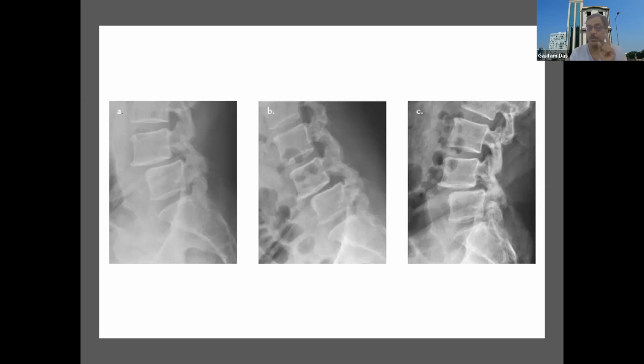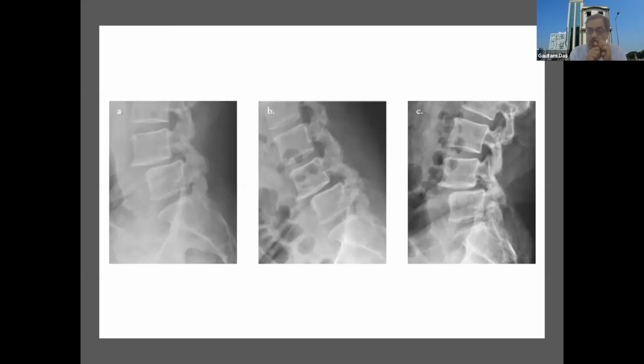So remember always, if you have a listhesis, get a lateral X-ray image and a flexion extension image, and try to understand whether this is a stable one or an unstable one. Another very important thing to remember: what are the clinical features of listhesis?